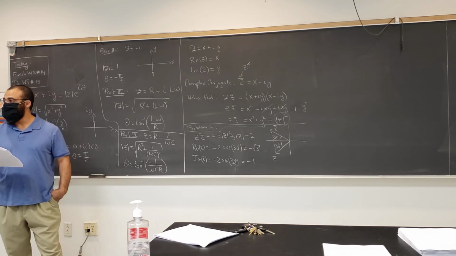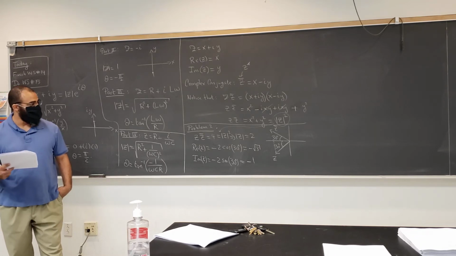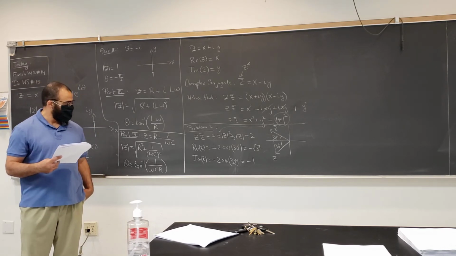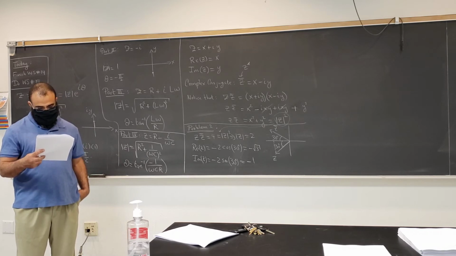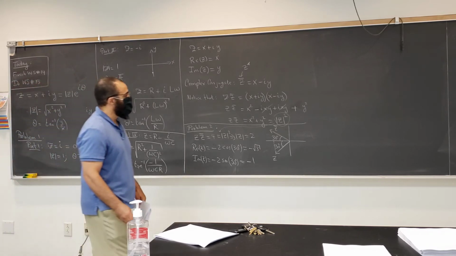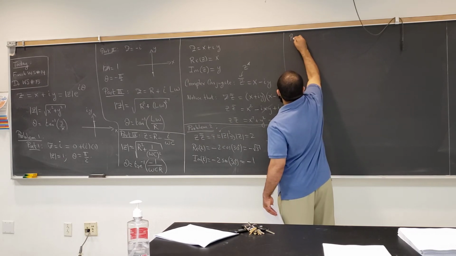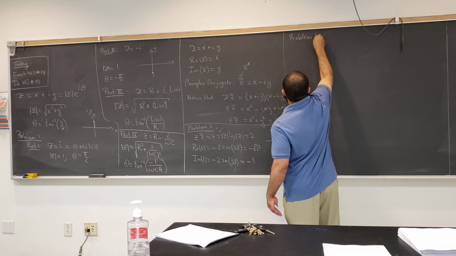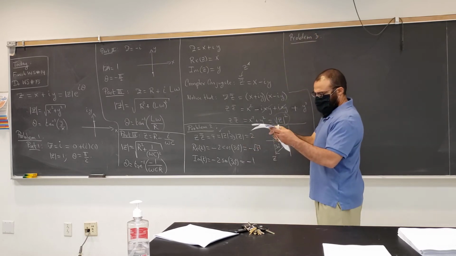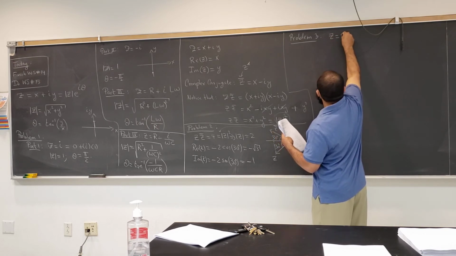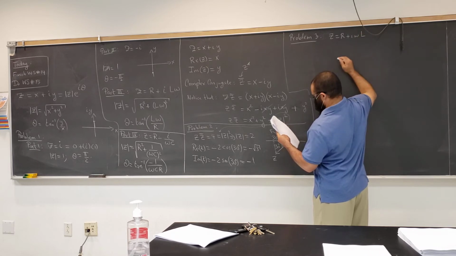Okay. Any questions on what I have done so far? Okay. Let's go to problem 3. Problem 3 is you have a number z. Suppose z is r plus I omega times L.